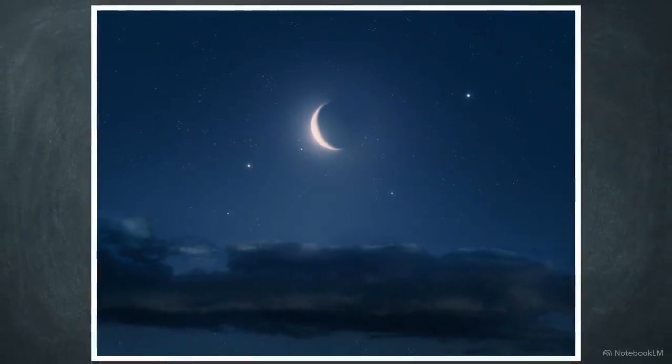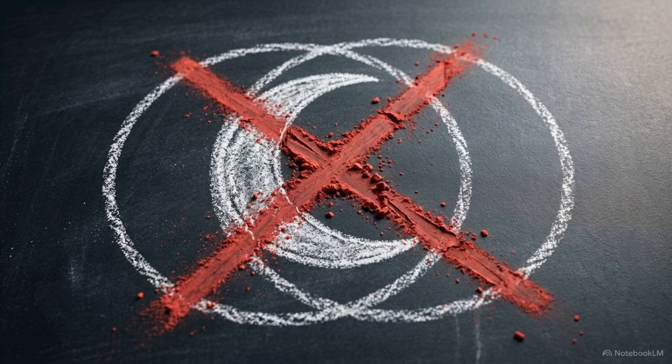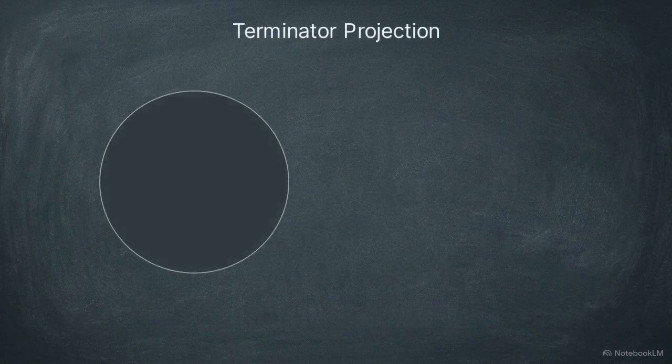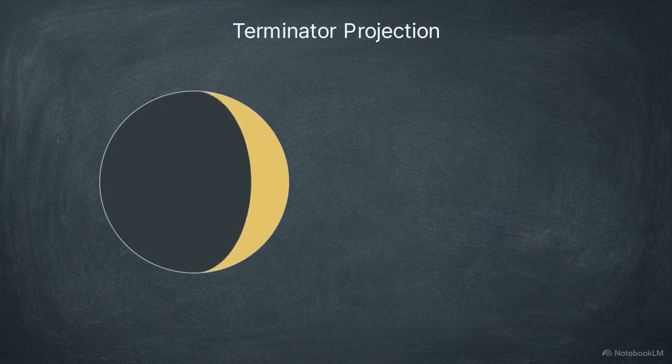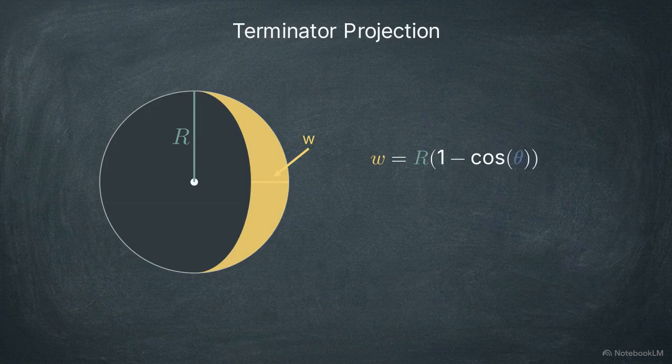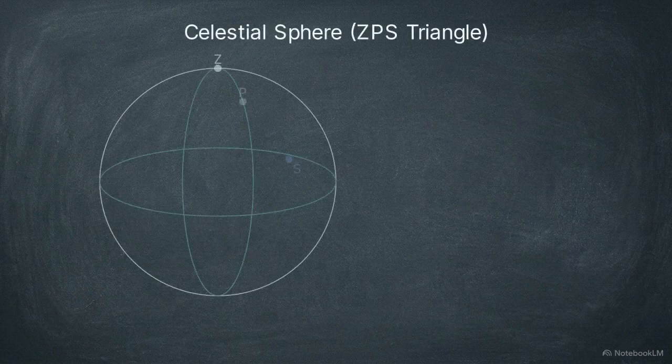known as the Hilal. Common graphical representations of the crescent moon, usually two overlapping circles of different sizes, are geometrically inaccurate. Viewed from Earth, the moon's terminator line, the boundary separating day and night, projects onto our two-dimensional vision as an elliptical arc. We calculate its maximum width using W equals R times (1 minus cosine of theta), where R is the radius and theta is the elongation angle.